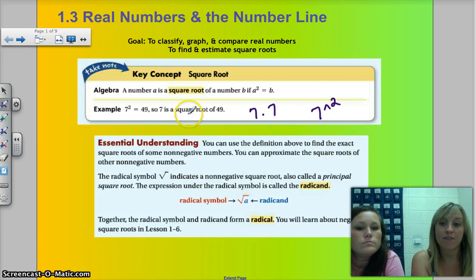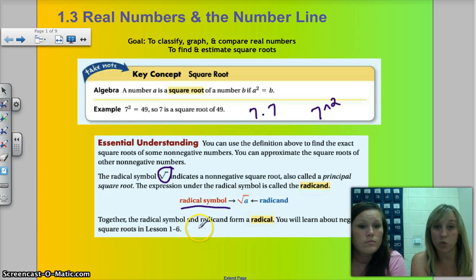You can use the definition above to find the exact square roots of non-negative numbers. So non-negative, not negative. The radical symbol looks like a fancy little check mark, or a division sign with a little doodad on the side. It indicates a non-negative square root, also called a principal square root. We're just going to be referring to that as square root, okay?